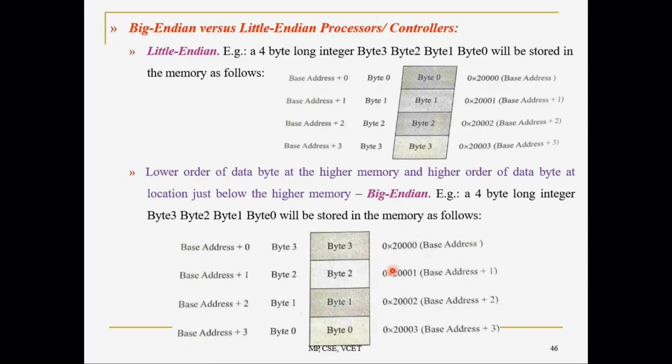It means whether the little end gets stored first or the big end, right? This is the big end, see byte 3, this big end stores first. Here the little end stores first, byte 0 stores first. So this is called little endian and big endian.